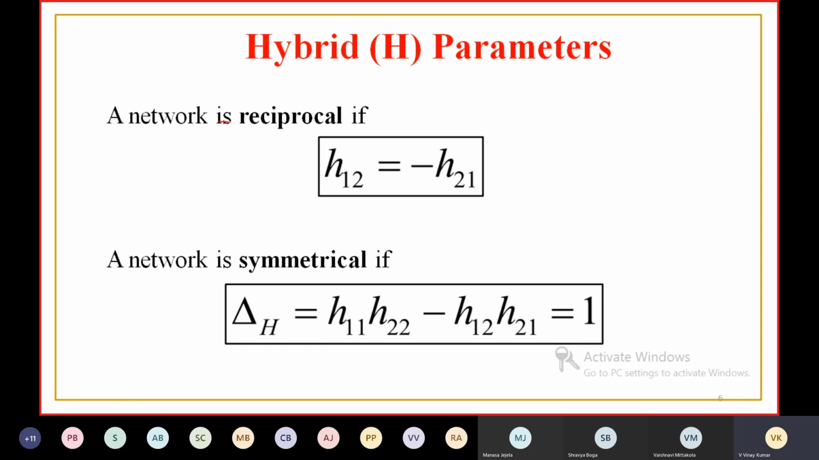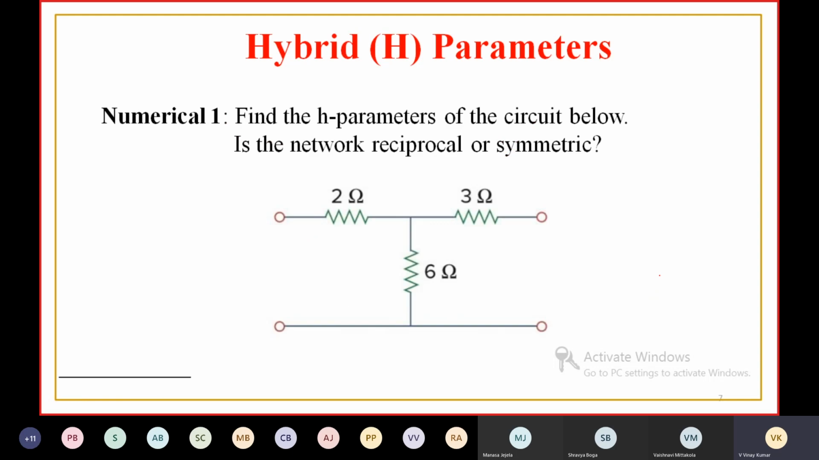The network is said to be reciprocal if H12 is equal to minus H21. The network is said to be symmetrical if H11 H22 minus H12 H21 is equal to 1.